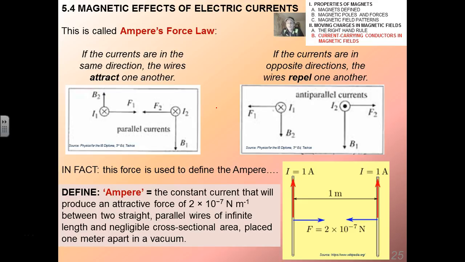It is the constant current that will produce, in other words, 1 amp. It's the constant current that will produce an attractive force of exactly 2 times 10 to the minus 7 newtons per meter between two straight parallel wires of infinite length and negligible cross-sectional area placed 1 meter apart in a vacuum. If that's not one of the weirdest definitions of a unit in physics. I mean, it's kind of interesting, but that is the actual scientific definition of the ampere. This may come up in an IB question in terms of using long parallel wires with currents in them to define the ampere. I've seen that question before.